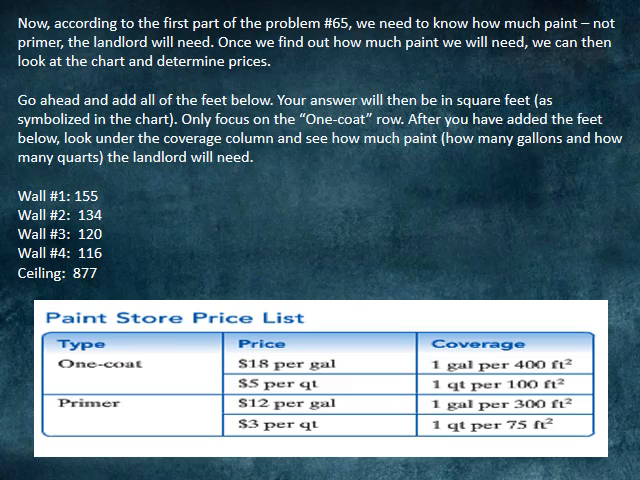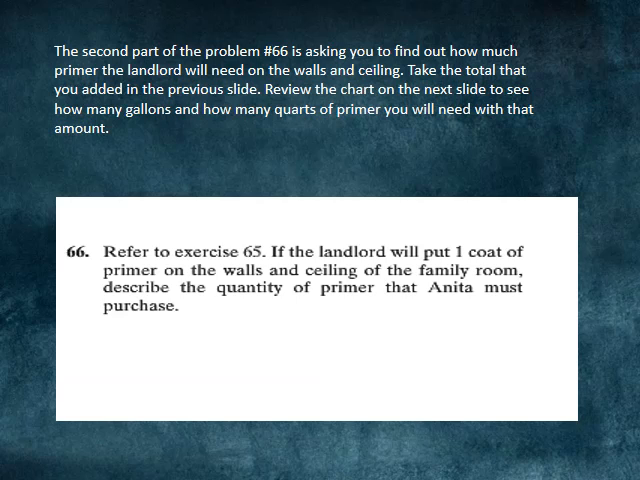So if you need 1 gallon, it's going to be $18 per gallon. If you need 2 quarts, it's $5 per quart, so that would be 10. Okay, just as an example. The second part of the problem, 66, is asking you to find how much primer the landlord is going to need on the walls and the ceiling. So you take that total that you've already added up, and then review the chart on the next slide, the same one as the previous slide, to see how many gallons and quarts you're going to need for the primer.